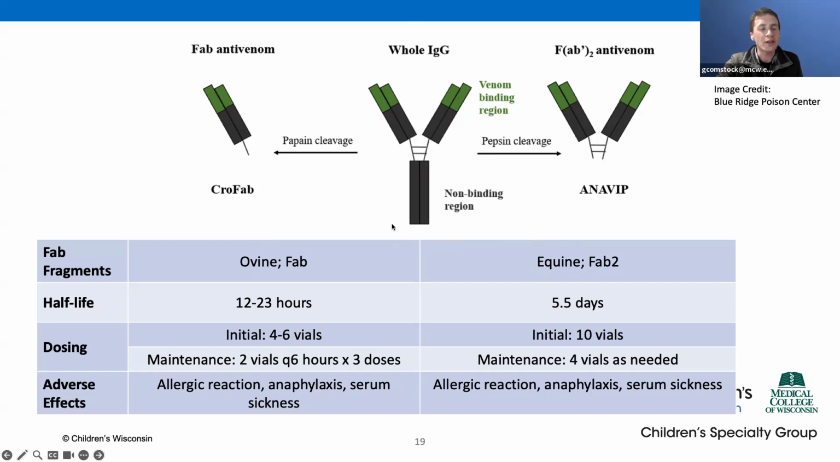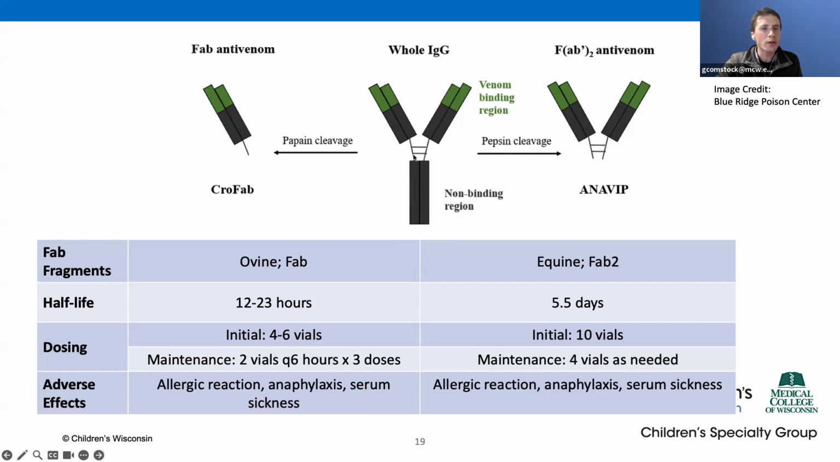Those whole IgGs then undergo some additional processing with the goal to be to get rid of this non-binding Fc region of the immunoglobulin. And the reason why we do that is it is terribly immunogenic. This is one of the main reasons why people develop things like anaphylaxis, serum sickness, all that kind of stuff. So removing this is highly advantageous in making it a more tolerable drug to our patient.